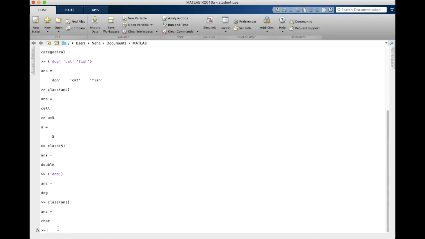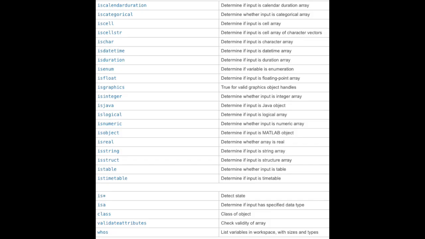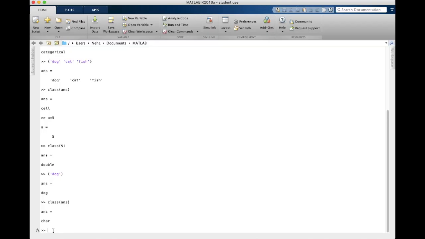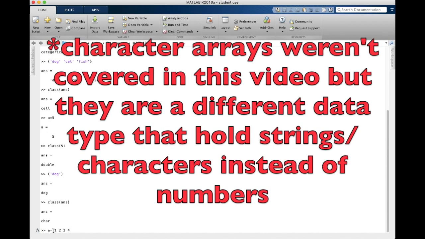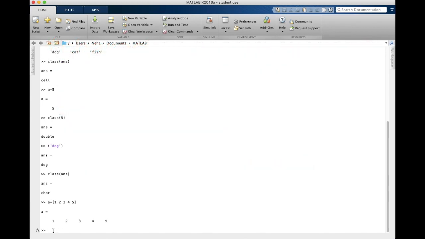You can use class to tell you what data type something is, but you can also specifically check whether you have certain data types, such as, is my input a cell array, or is it a character array, or is it a numerical array? Here's a list of different commands that you can use to check whether a certain data type is what you think it is. So for example, if I have a vector 1, 2, 3, 4, 5, and I want to check if it's a character array, well, it shouldn't be because it's numbers.